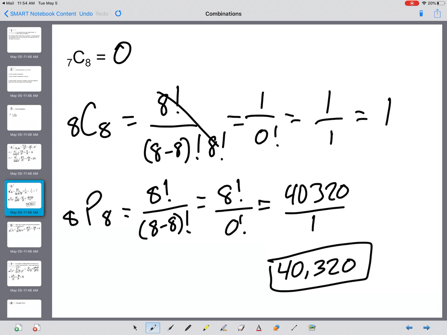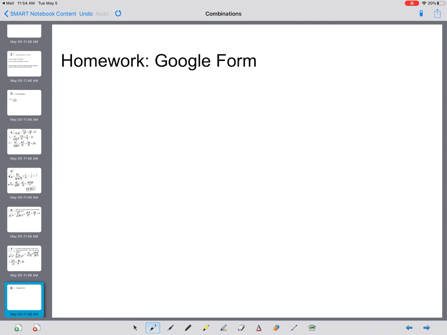Okay? You don't have to worry about deciding between combinations and permutations today. You guys are just working on combinations.